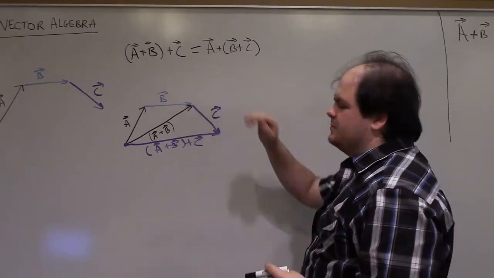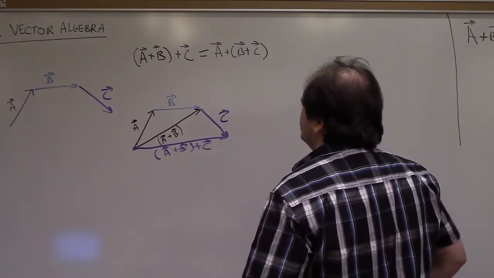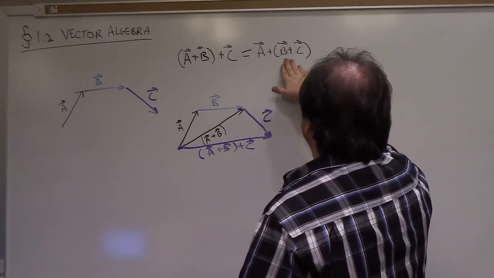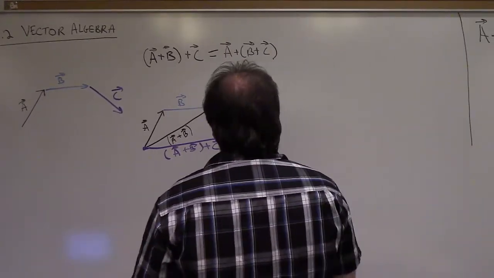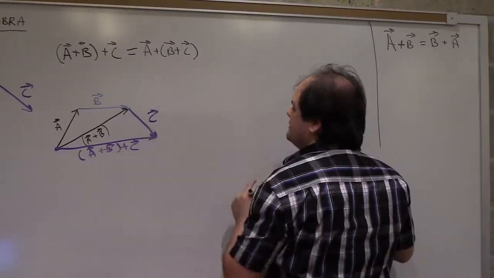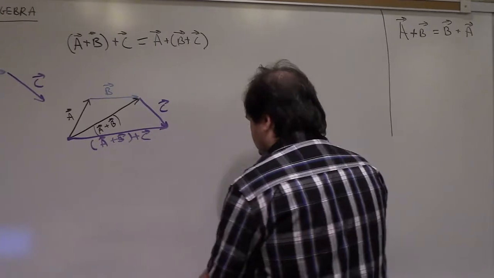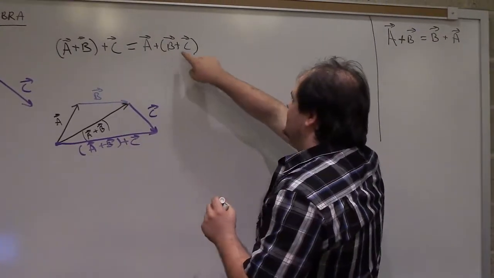Question: is this statement true? So let's do it first. Let's draw it out. Once again, according to our rules of operation, the order of operations, we perform B plus C first. So we're going to perform B plus C.